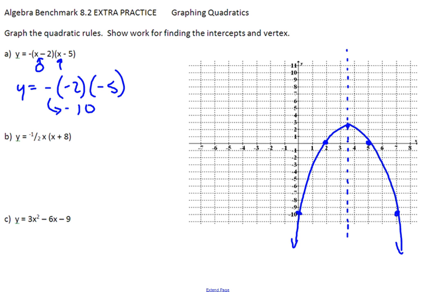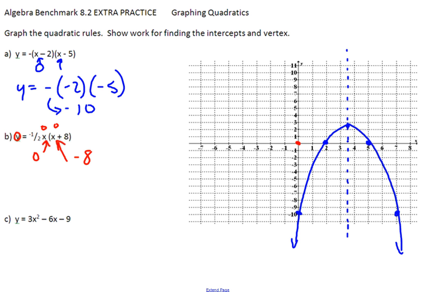And then the next one, y equals negative 1/2 x times the quantity x plus 8. I'll do the same thing for the zeros. I want to make this 0. So if I let x be 0 here, I get 0 times 8, which is 0, so that works for my height to be 0. So at x equals 0 is one intercept. And then here, to make that 0, I need x to be negative 8.